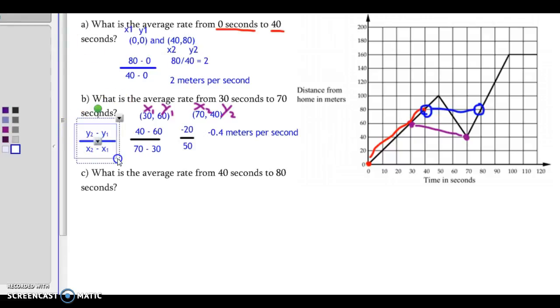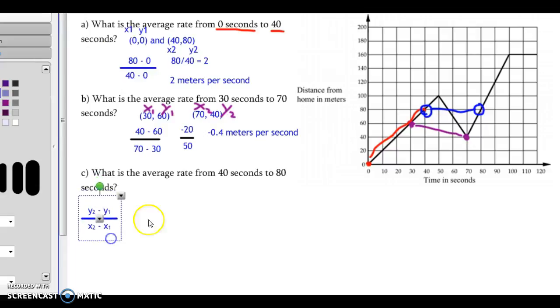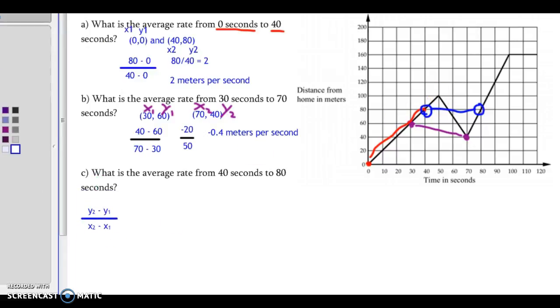So y2 minus y1, x2 minus x1, the first thing that we need is ordered pairs. So the first ordered pair is 40, 80. We've used this ordered pair before. 40, 80. And the second ordered pair, our x2, y2, is going to be 80, 80. And we need some parentheses around that. Okay, let's use the formula. y2 minus y1, x2 minus x1.